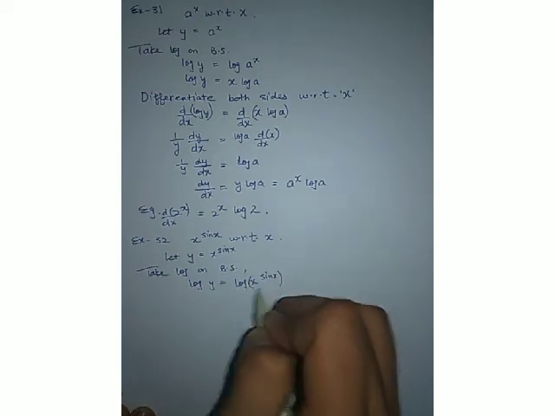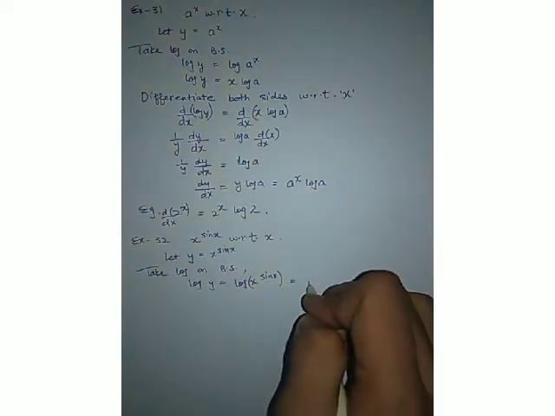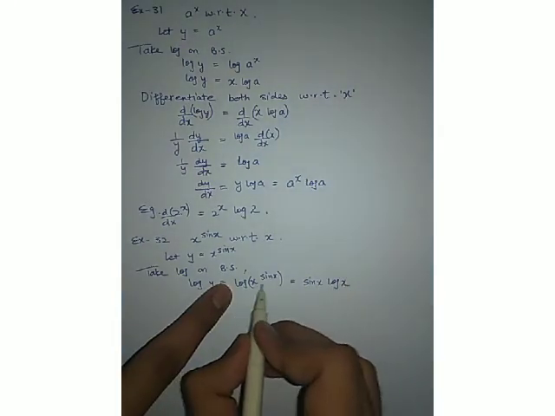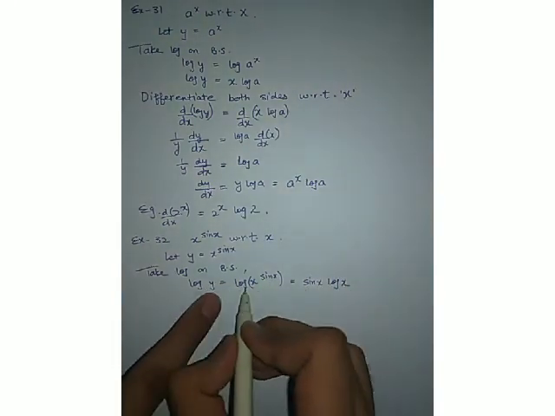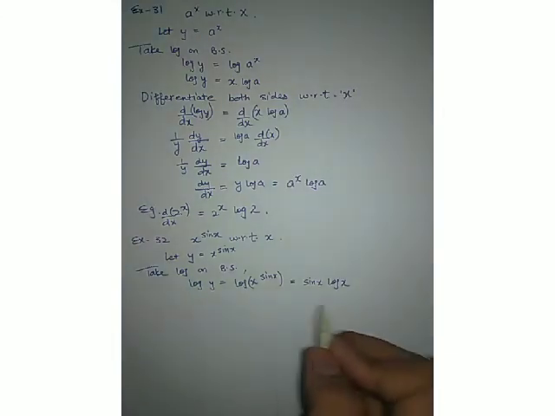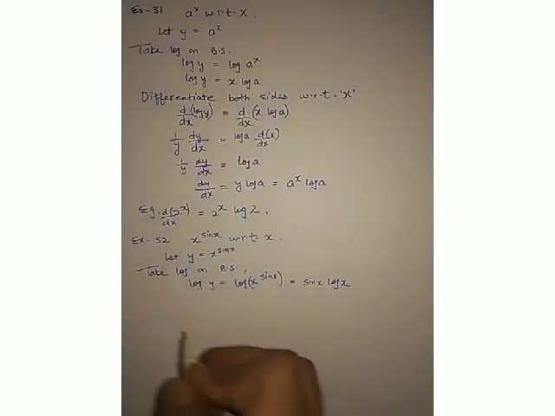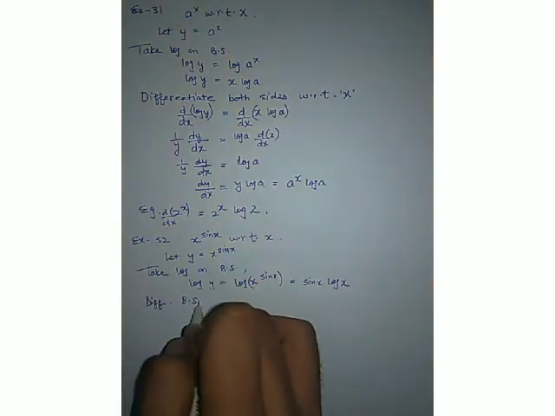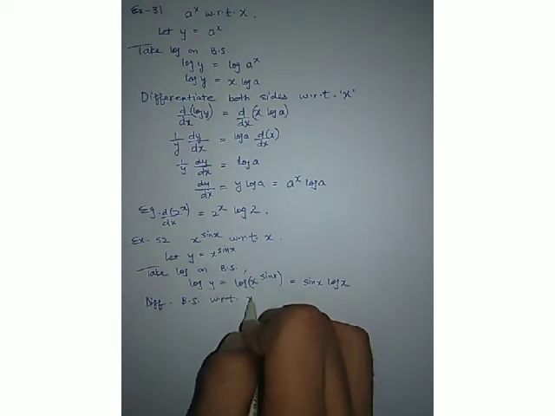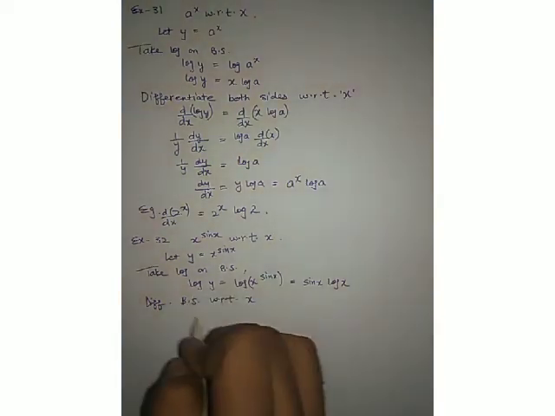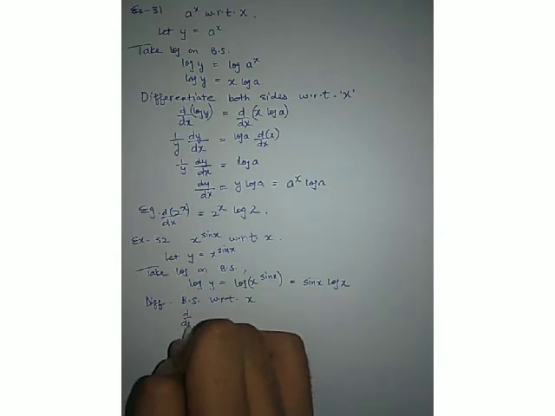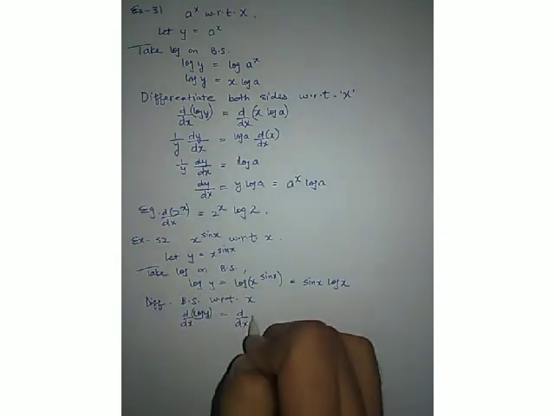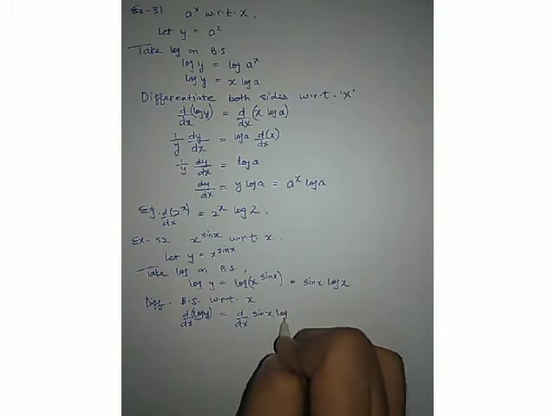Now it's again becoming log m raised to power n, which will be equal to n log m. Log m raised to power n is equal to n log m. Okay, so now there's nothing that can be simplified, so just differentiate both sides with respect to x. Clear? d upon dx of log of y will be equal to d upon dx of sine x log x.